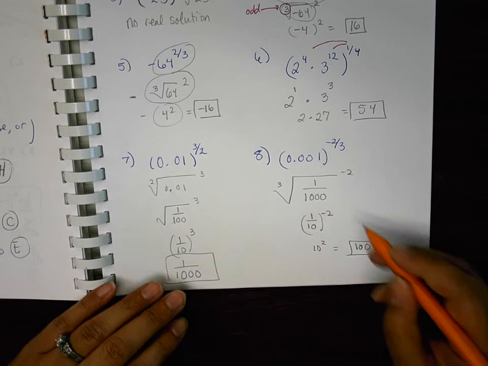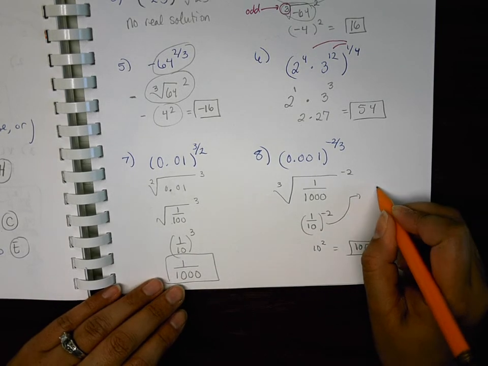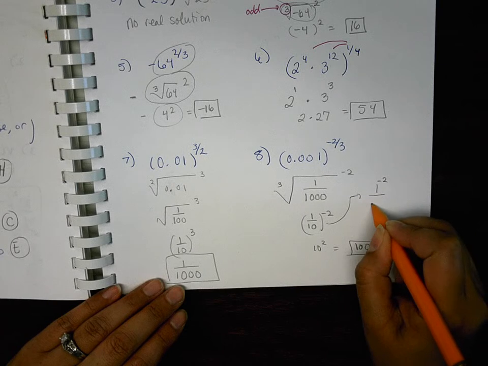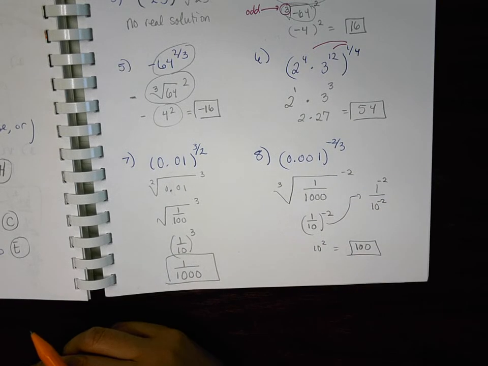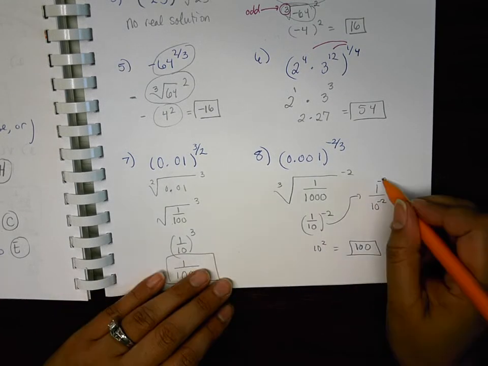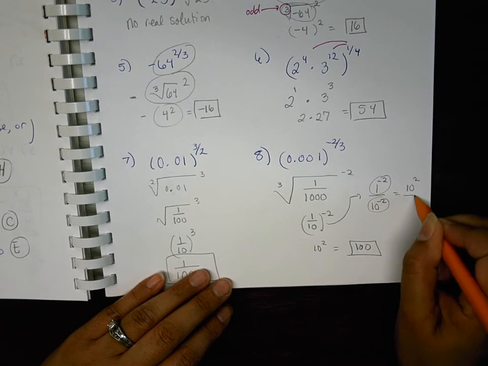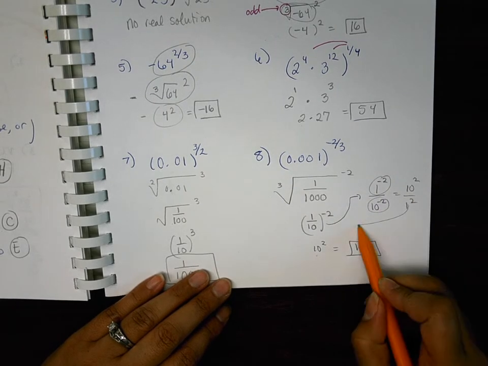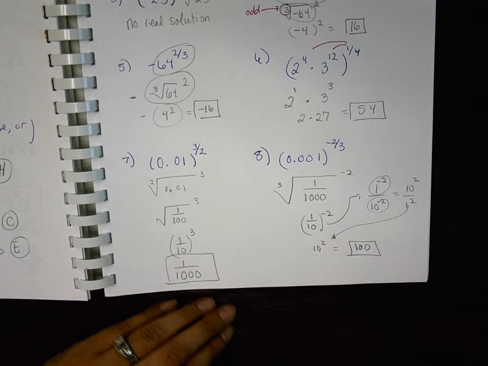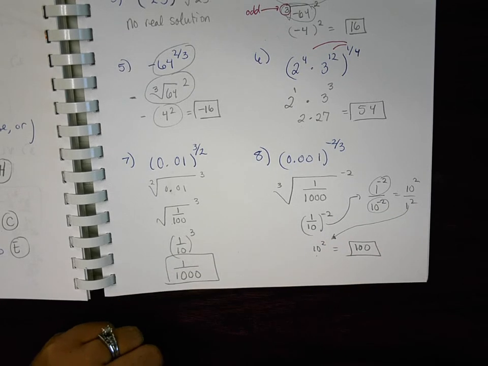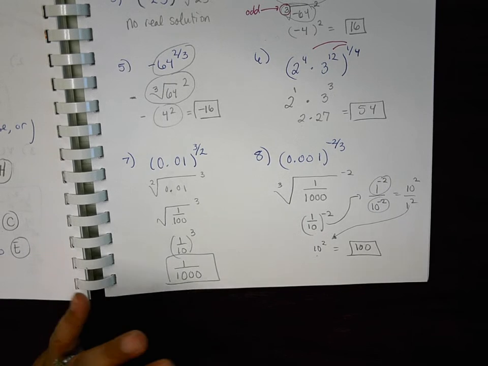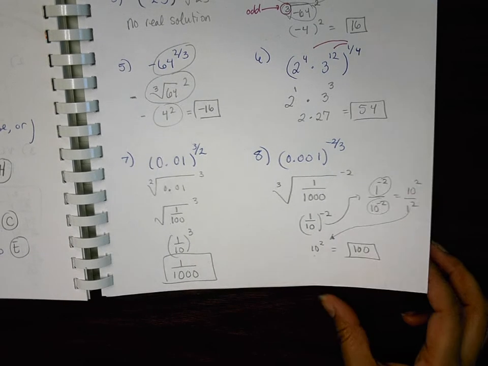What ends up happening, I'm going to rewrite it over here. It's 1 to the negative second over 10 to the negative second. And negative exponents move up or down. So this one would move down, and this one would move up. 10 squared over 1 squared is the same as 10 squared. So if you have a fraction raised to a negative exponent, what do you do with the fraction? Flip it and then raise it to the second or third, whatever power it may be. Okay, questions?